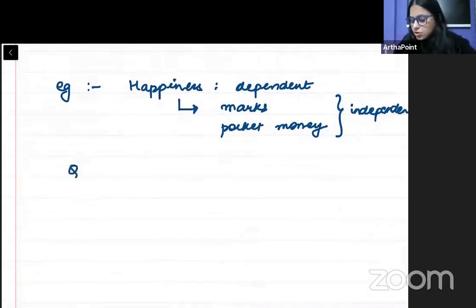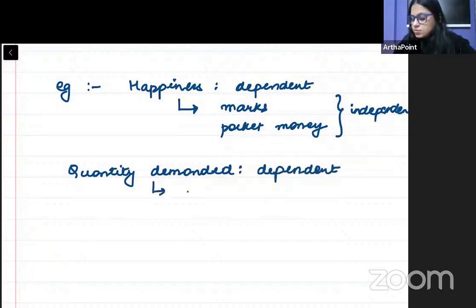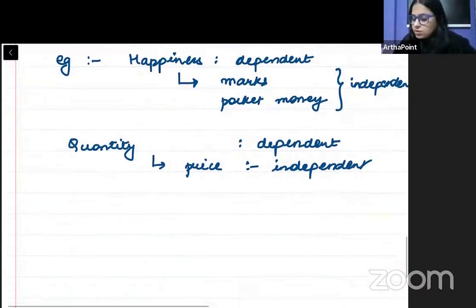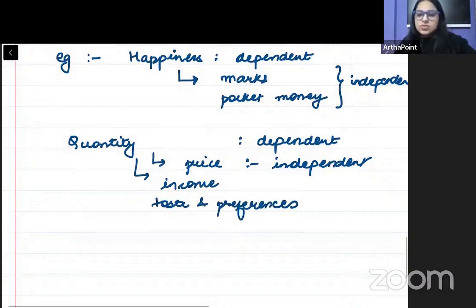Take another example. Quantity demanded. It is dependent. किस चीज पे डिपेंड करती है क्वांटिटी डिमांडेड? It depends on the price of the commodity. It is independent. अच्छा, if I have to write a general function for quantity demanded, then it can depend on income also. It can depend on taste and preferences also. है ना? These are all my independent variables.